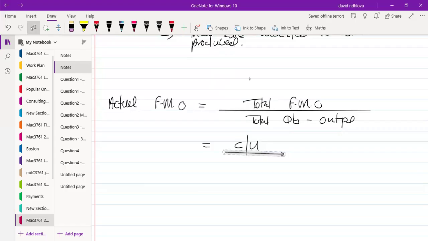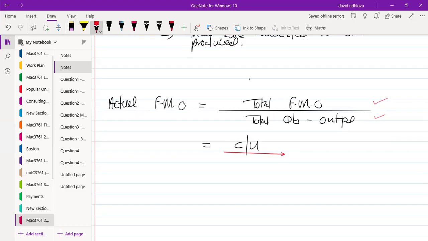Now, however, there is a problem with this. You can only get the total costs incurred by an entity at the end of the year, and you can only know about total output at the end of the year, so that an accurate cost per unit can only be determined at the end of the year.